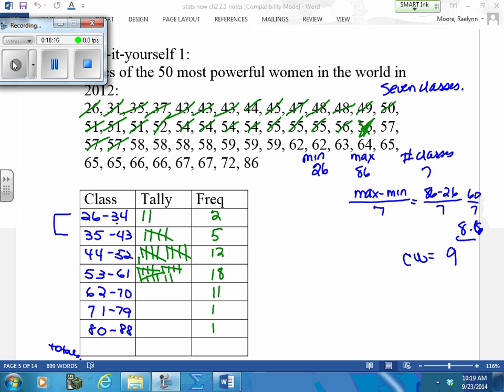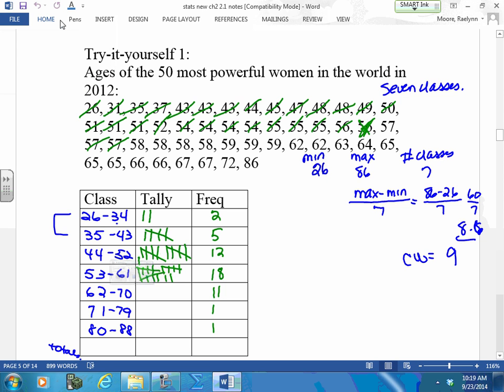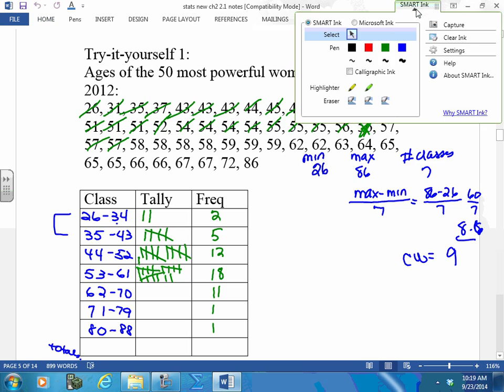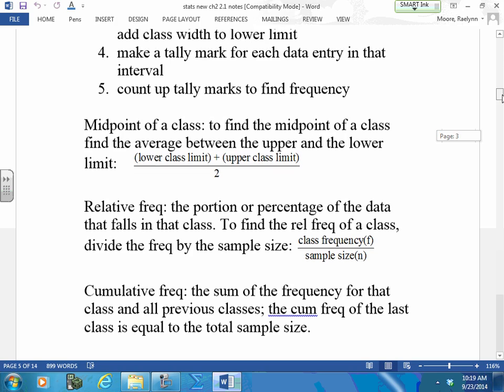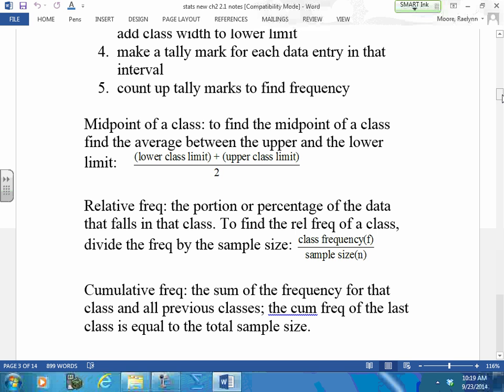Now, I'm going to go back and talk about midpoints. Everybody got the tallies? Yeah. Alright, let's go back and talk midpoints. The midpoint of a class just means we want to find just that, the midpoint. So to find the midpoint of anything, you add the 2 together, you divide by 2.